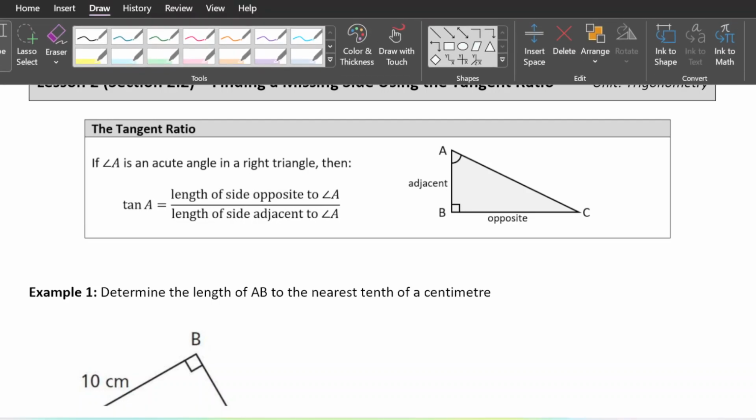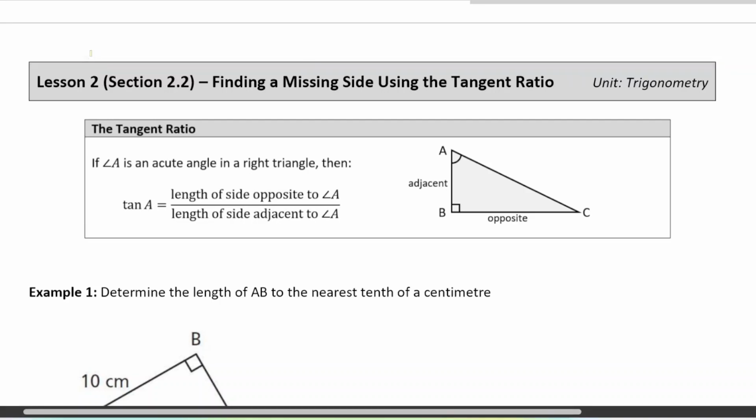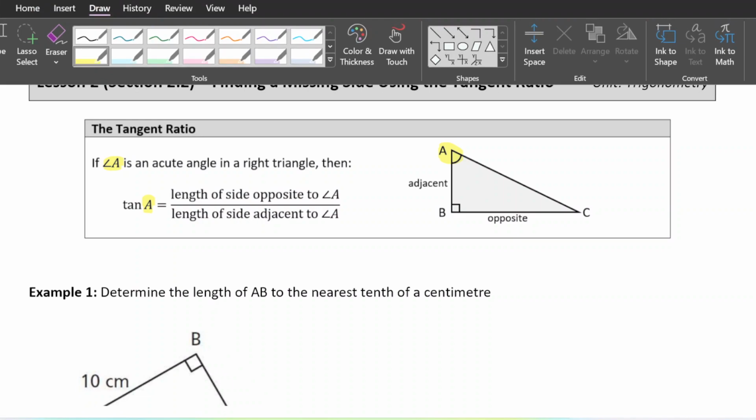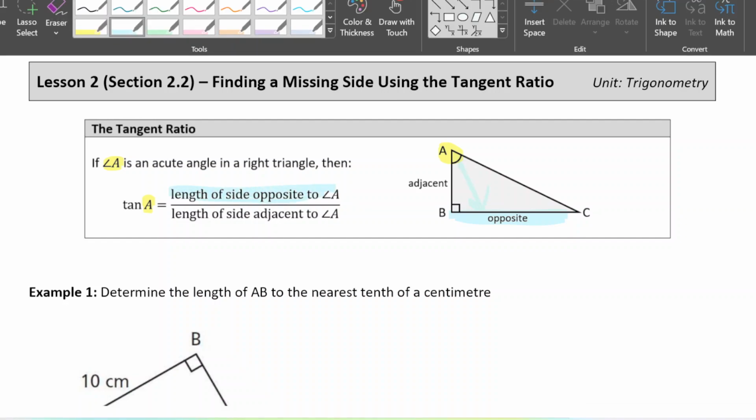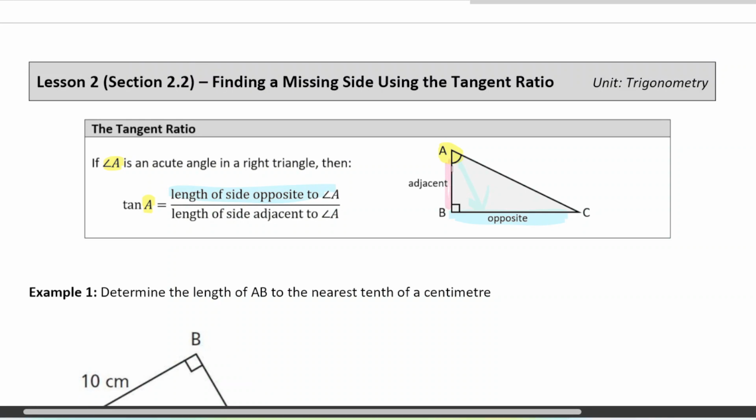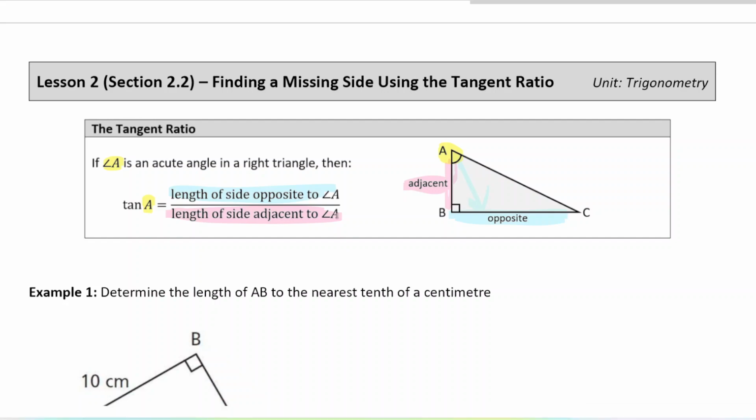A couple of things to review. We're always talking about a specific angle here. So let's say we're talking about angle A. So I'm just highlighting it in the diagram. Then the tangent ratio of angle A is the side length that is opposite to A, opposite meaning directly across from the angle, divided by the side length that is adjacent to angle A. Adjacent meaning the side length that is right next to, but not the hypotenuse, angle A. And so this time we're going to be given angle A and one of the side lengths, and we will use algebra to solve for the other side length.